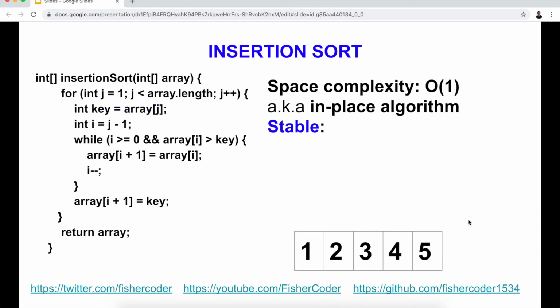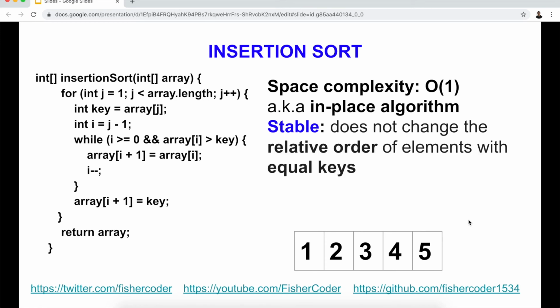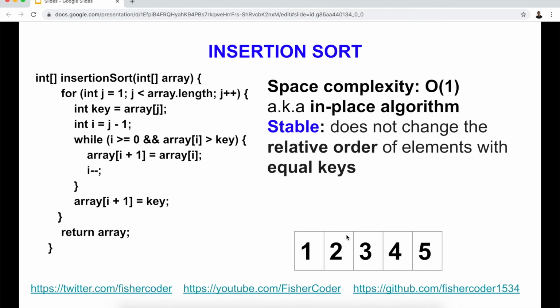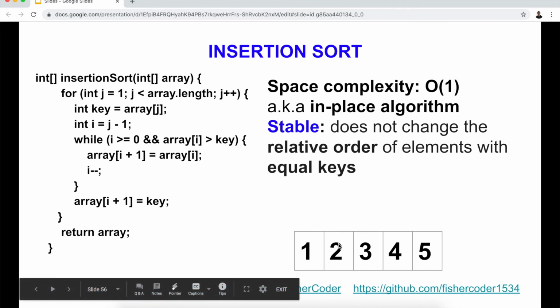Also, another nice feature of insertion sort, and not every sorting algorithm comes with this feature, is that it is stable. By stable, what does a stable sorting algorithm mean? That means it doesn't change the relative order of elements with equal keys. So suppose there are two 1s or two 3s in the original input, one 3 is here, one 3 is here. After applying this insertion sort algorithm, the original two 3s are still in the same relative order.